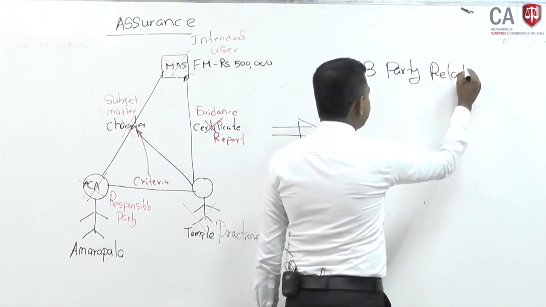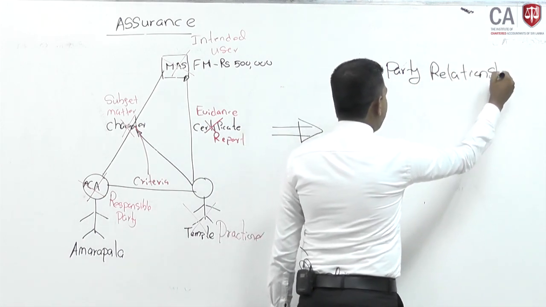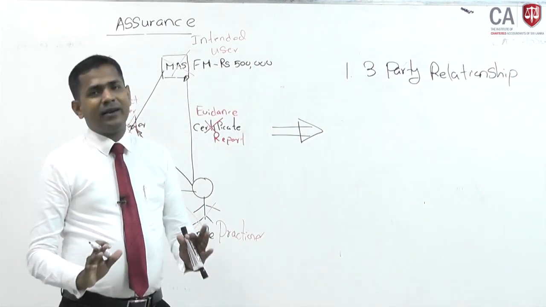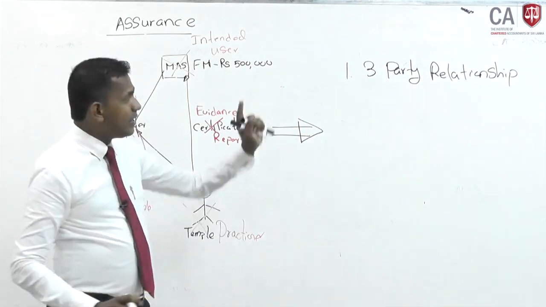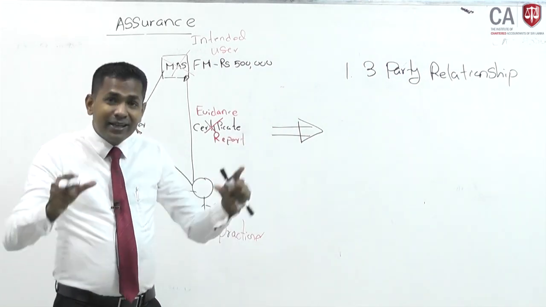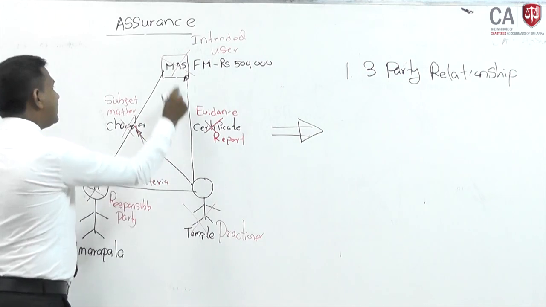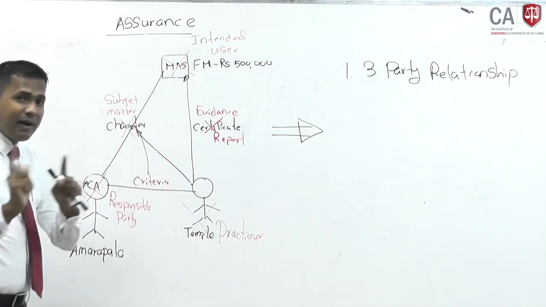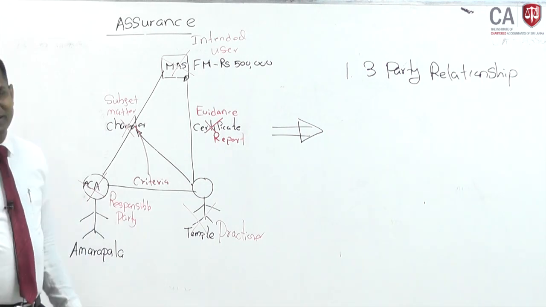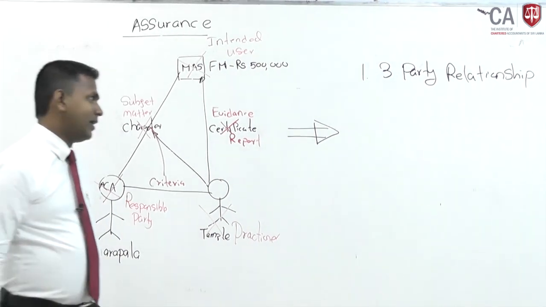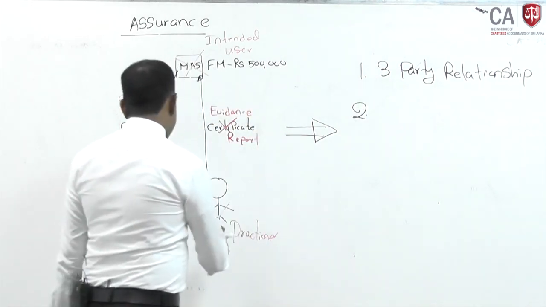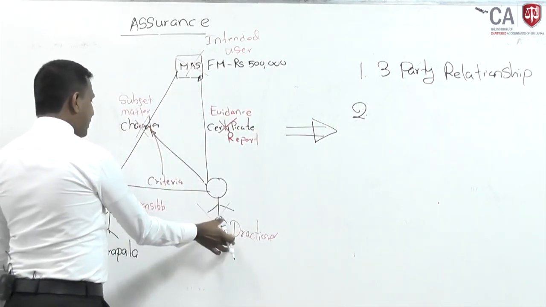three party relationship. Remember, if you are to say any service provided by a chartered accountant is an assurance service, number one criteria should be the tri-party relationship. There should be three parties involved, including the practitioner. If a chartered accountant gives a service only to the management, that is not an assurance service, right? That must be remembered.